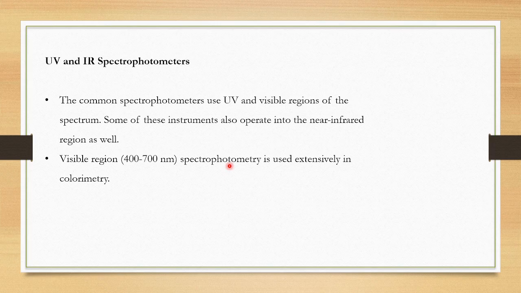UV and IR spectrophotometers are also common. Spectrophotometers commonly use the UV and visible region of the spectrum. Some of these instruments also operate in the near infrared region. In the visible region, spectrophotometry is used extensively in colorimetry.